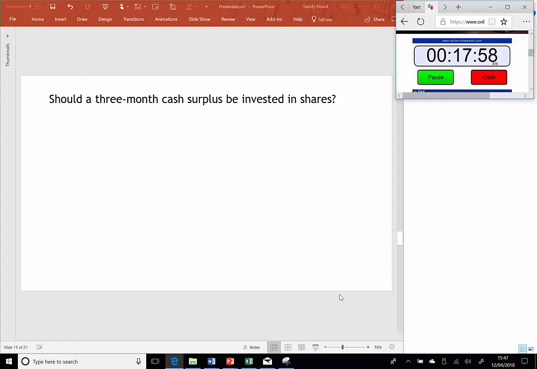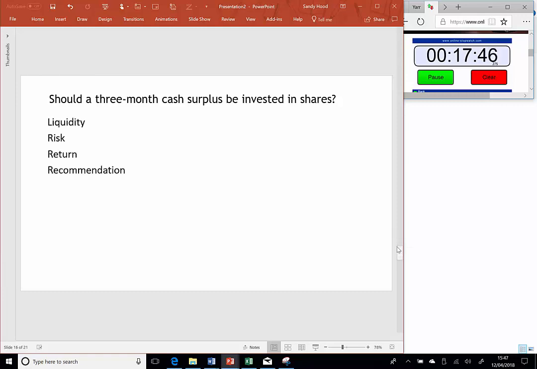Okay, so should a 3-month cash surplus be invested in shares? Well, I think we need a little structure for this as well. So we're going to talk about liquidity, risk, return, and recommendation. There's got to be a recommendation because we've been asked for it. So we know that of the 3 marks, the chances are that one of them is going to be for the recommendation.